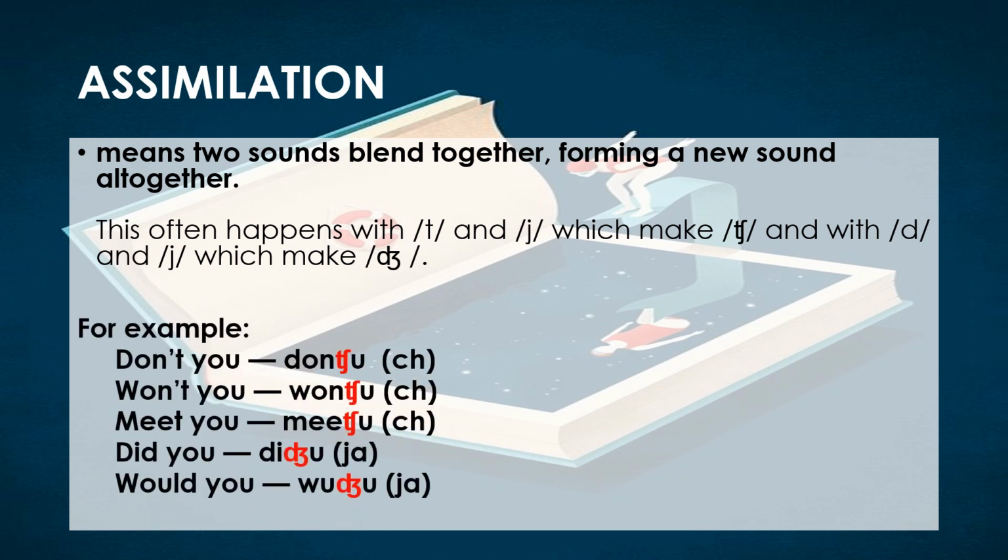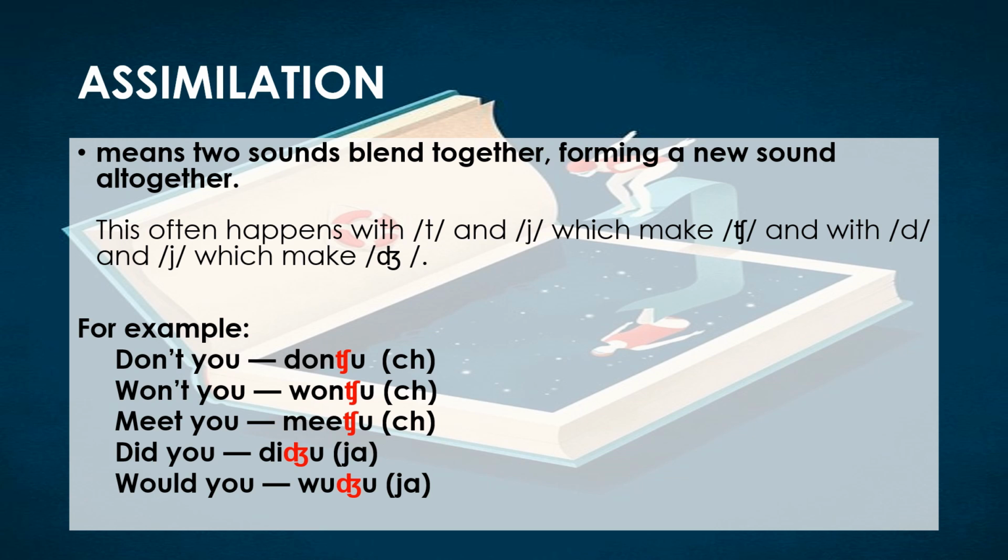For example, the words don't you. If we're gonna speak or pronounce it, it's gonna be don't you. It becomes ch sound. So won't you becomes won't you. Ch sound. And then meet you, same. Meet you. Ch sound.